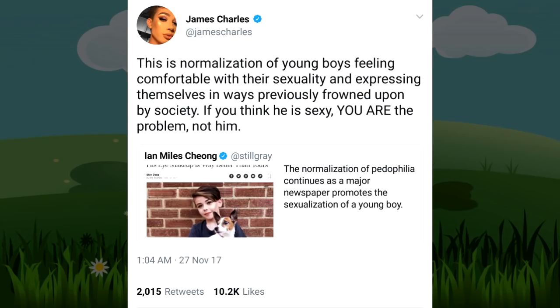This is normalization of young boys feeling comfortable with their sex and expressing themselves in ways previously frowned upon by society. If you think that he is sexy, you are the problem, not him.